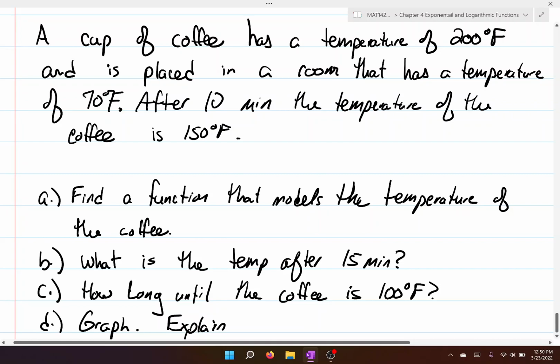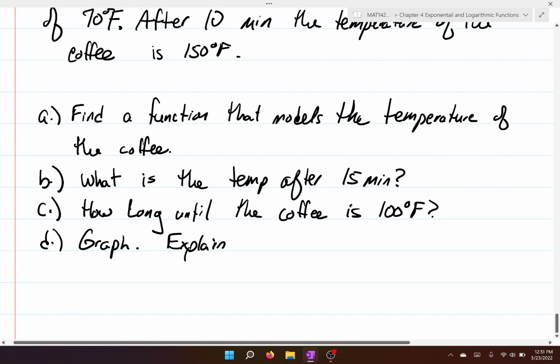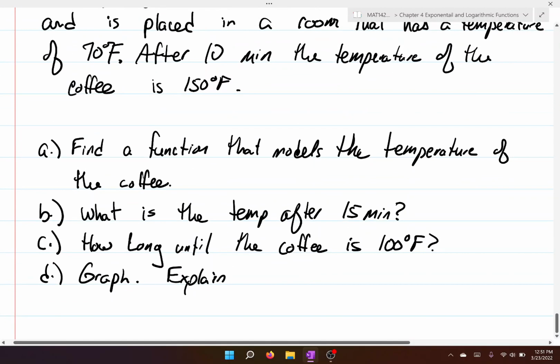I don't drink coffee. So a cup of coffee has a temperature of 200 degrees Fahrenheit and is placed in a room that has a temperature of 70 degrees Fahrenheit. After 10 minutes, the temperature of the coffee is 150 degrees Fahrenheit. First, we want to find a function that models the temperature of this coffee. Then, what is the temperature after 15 minutes?